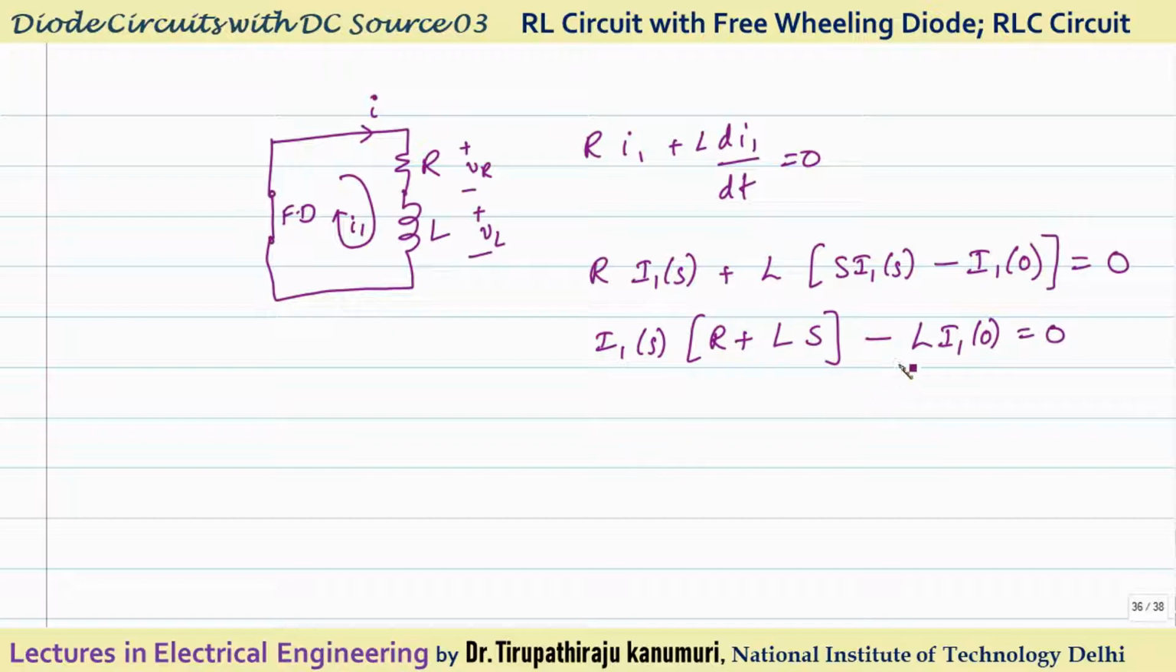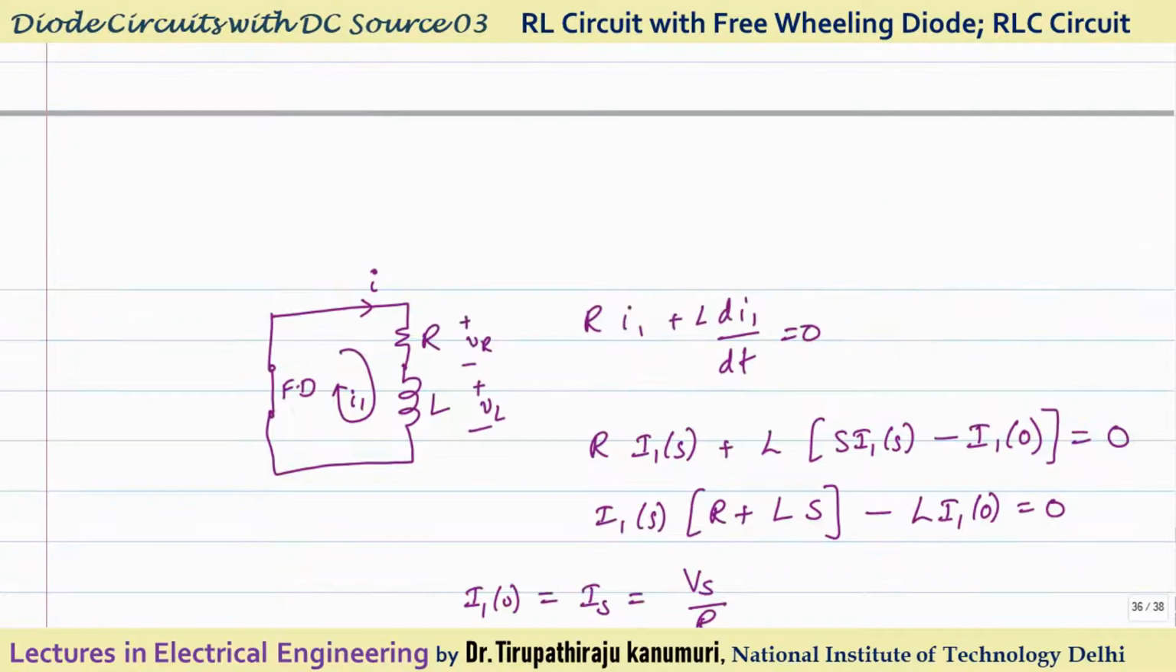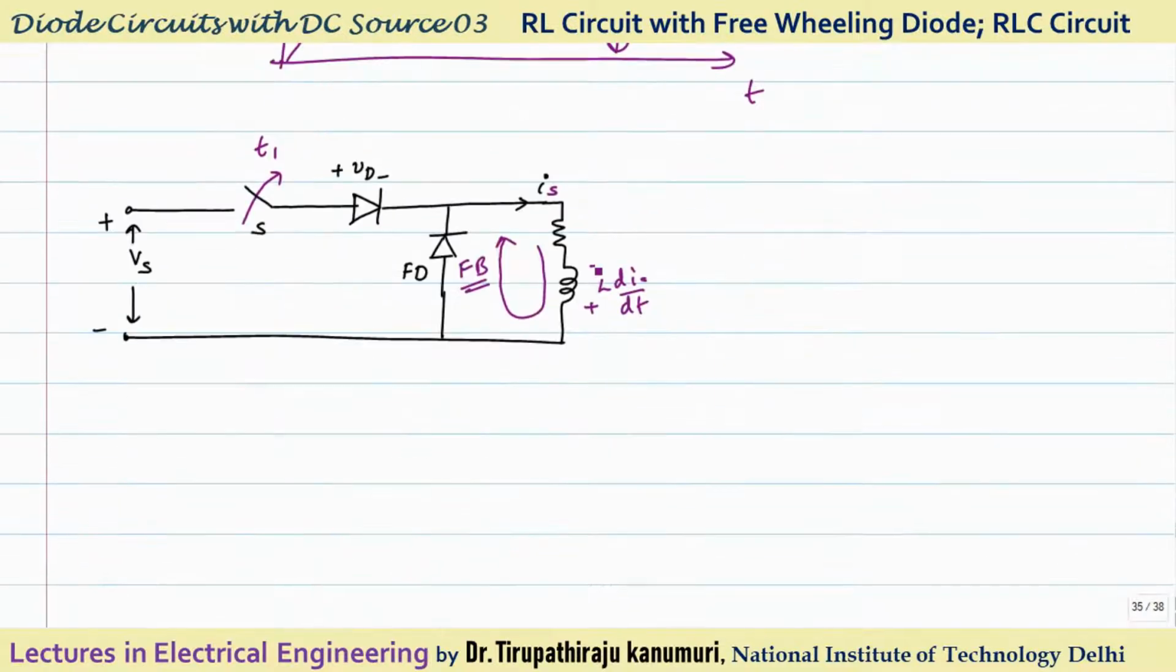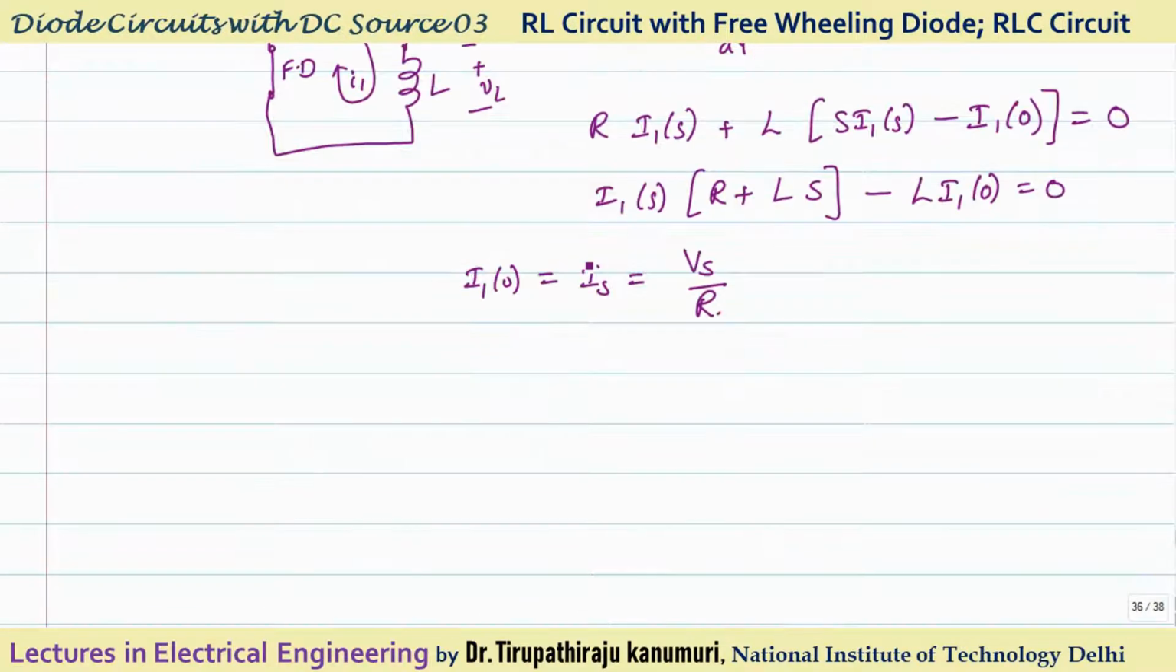So let us try to calculate I1(0), then we will proceed further. We know that I1(0) will be equal to the steady state current. What is the steady state value of the current? That is the current which is actually passing before this freewheeling diode starts acting, or at the instant of opening of the switch. We have already derived that the steady state value of the current is equal to Vs divided by R. So this is my initial value of the current at the instant of opening of the switch, Vs divided by R. This one I am substituting in this equation. Let us take this as equation number 1.